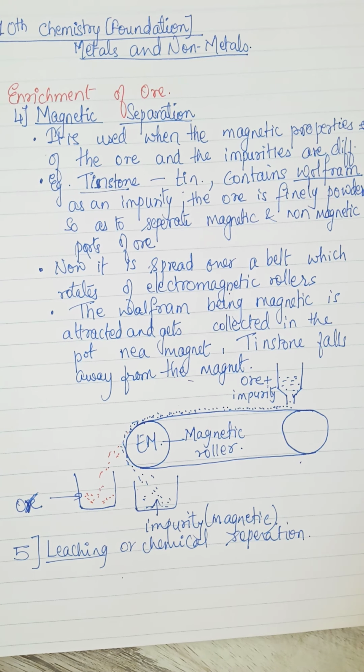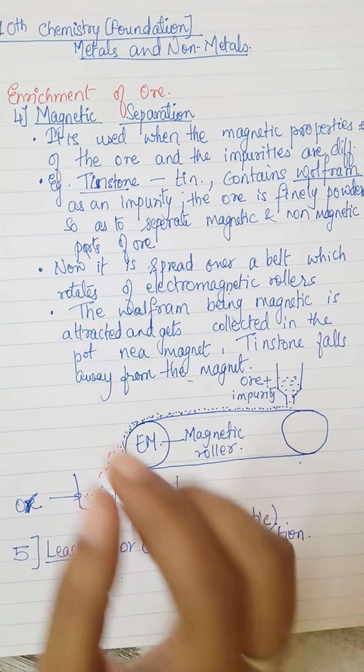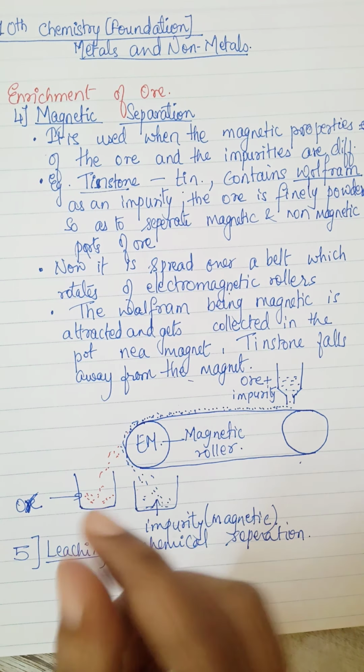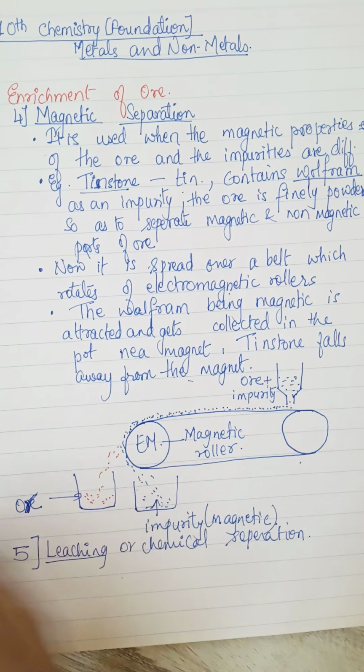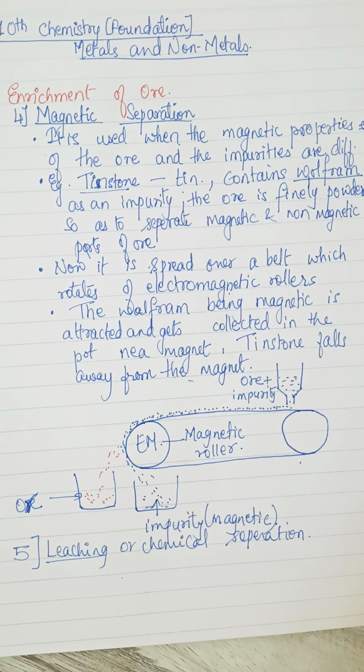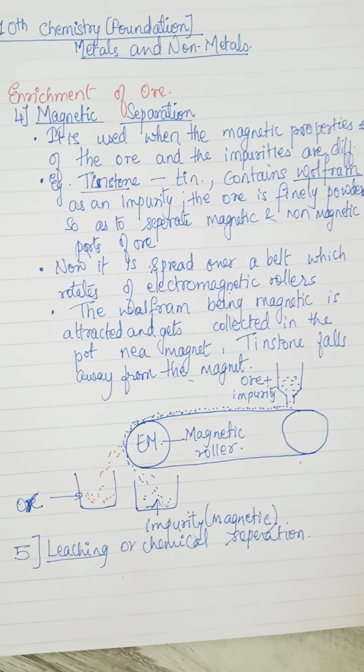See, what happens in this method, a powdered ore is treated. Whatever the ore is there, it is crushed, that is, it is finely powdered. Then this powdered ore is treated with a suitable solvent. Why do we use this suitable solvent? Because this ore will dissolve in it, while the impurities will remain undissolved, and since the impurities will remain undissolved, they can be easily separated.